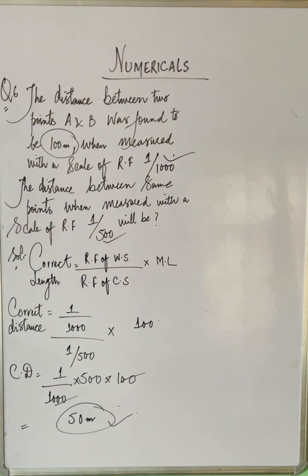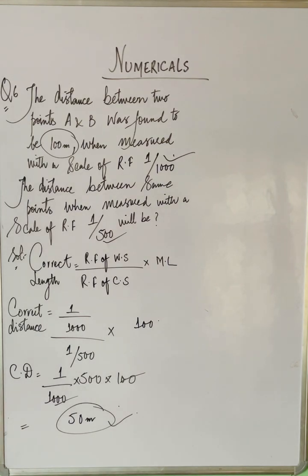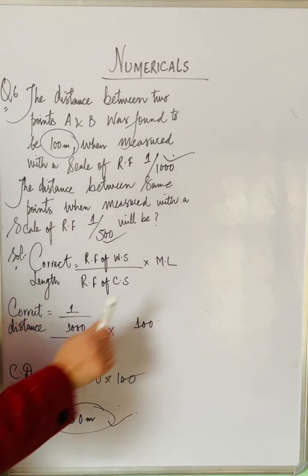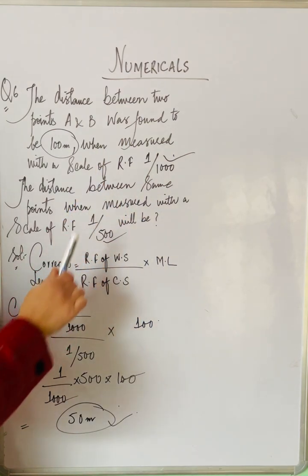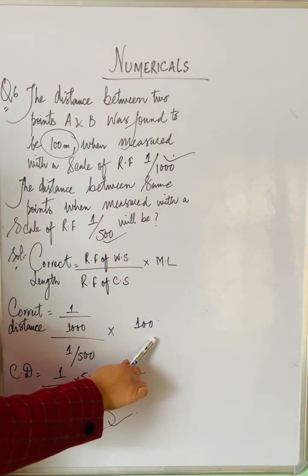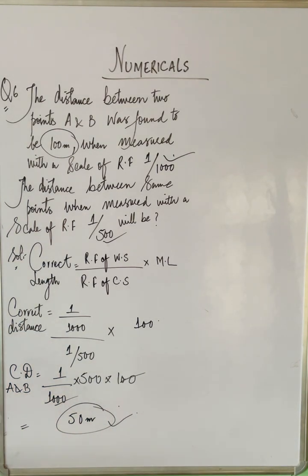And as we know that the correct distance or correct length is equal to representative fraction of the wrong scale divided by representative fraction of the correct scale multiplied by measured distance. And in this case, the wrong scale was this, and the correct one is this. So we divided these, multiplied by the measured distance, which was 100 meters. So the correct distance between points A and B came equivalent to 50 meters, right? Let's move on to question number 7.